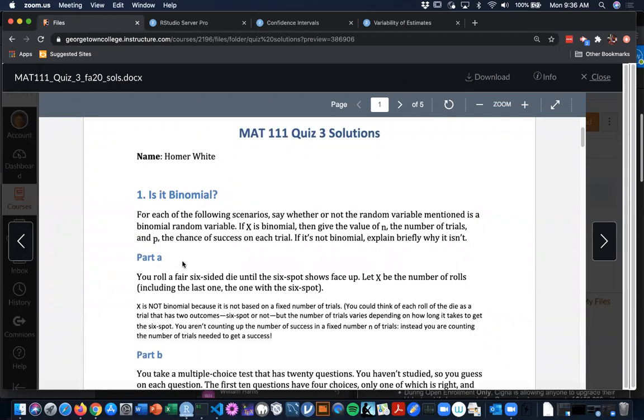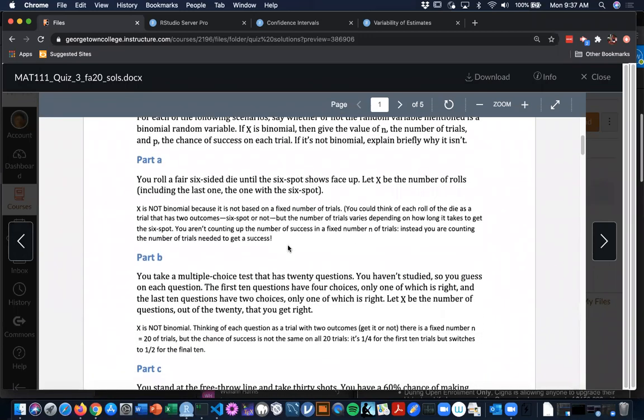First of all, there were several scenarios where I described the scenario and then I set up a random variable X, and you're supposed to say if X is a binomial random variable. And if it's not binomial, you've got to explain why it's not. But if it is binomial, all you've got to do is say how many trials and what the chance of success is. So first one, you roll a fair six-sided die until the sixth spot shows face up, and let X be the number of rolls, including the last one, the one with the sixth spot.